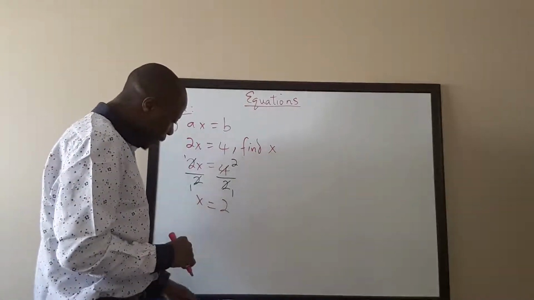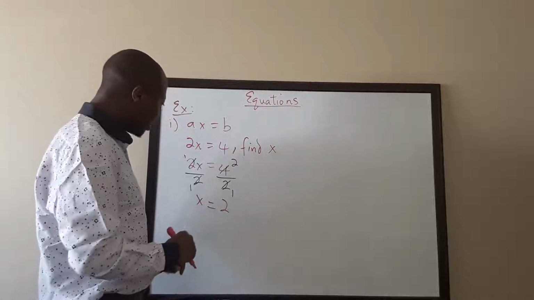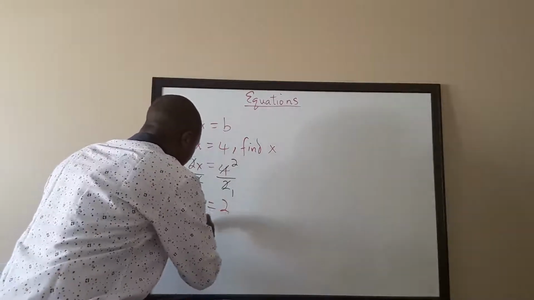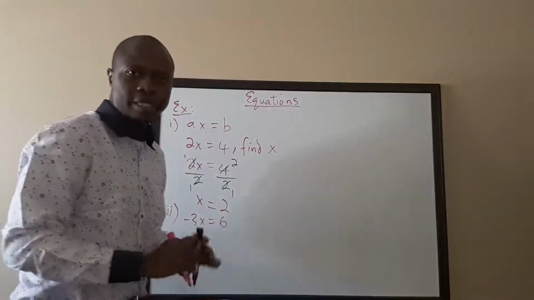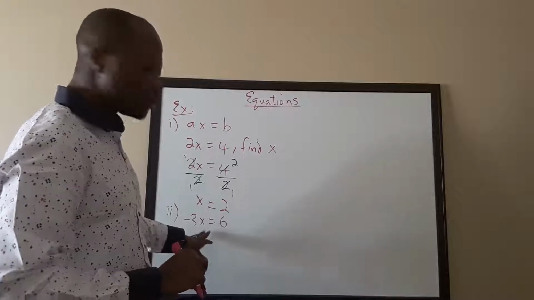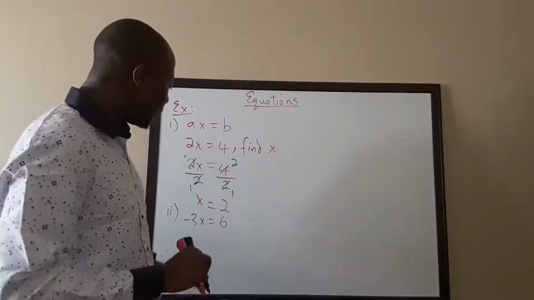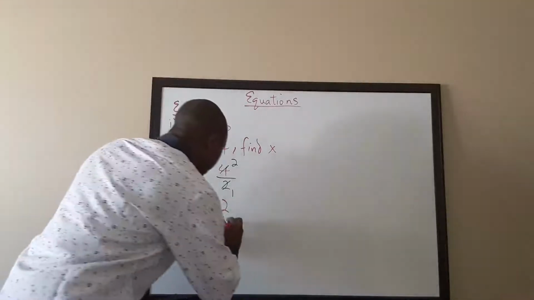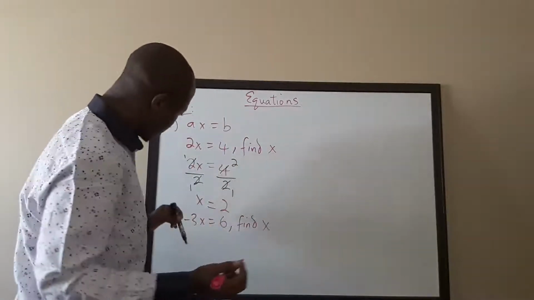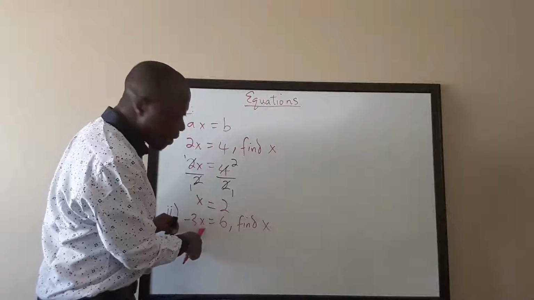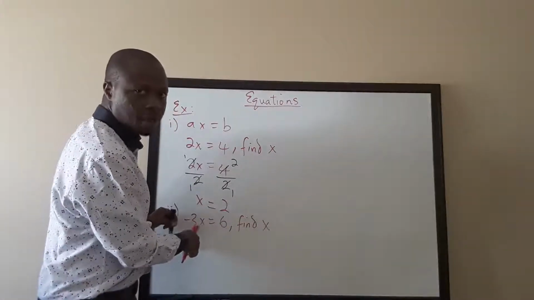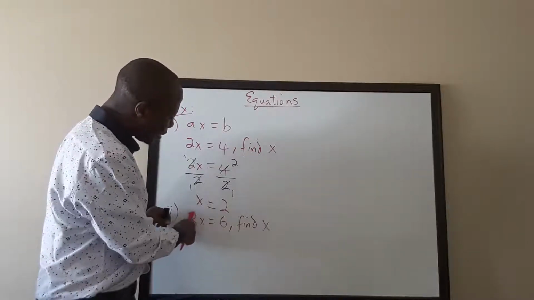Now let's go to the other kind of question. Question 2: negative 3x equals 6. For this scenario, find x. So we have to get x by itself. Right now the problem is negative 3, so we have to figure out what to do to get rid of this.